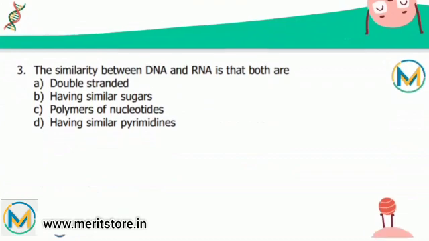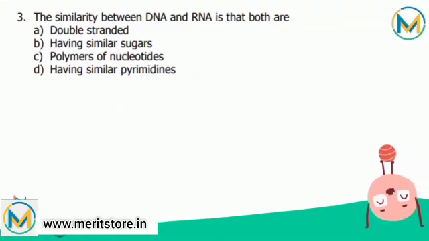Moving towards the next question, the similarity between DNA and RNA is that both are. So we know that DNA and RNA are polynucleotides. They are polymers made up of nucleotides. They are synthesized by joining together a large number of nucleotides with the help of ester bonds. Consecutive nucleotides in DNA and RNA are joined with the help of phosphodiester bonds. So the correct option is option C, that is polymers of nucleotides.